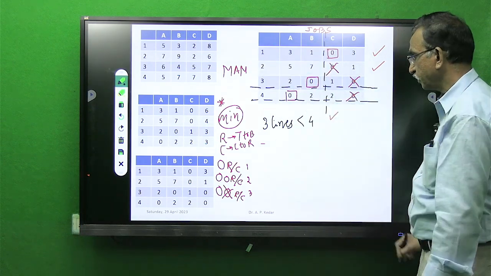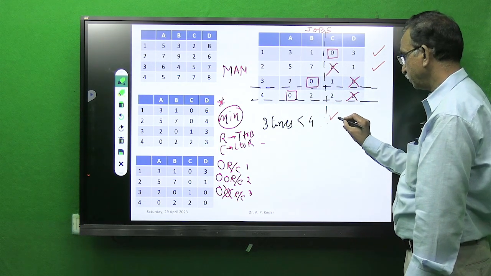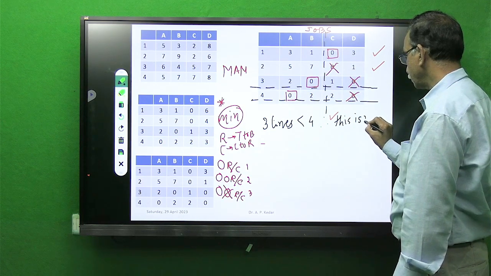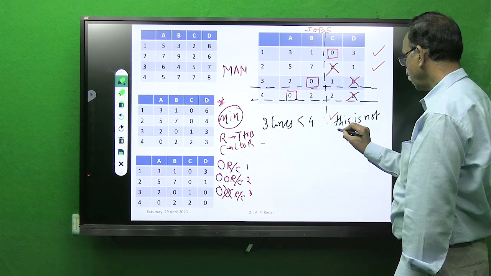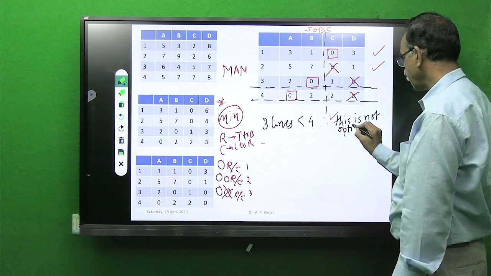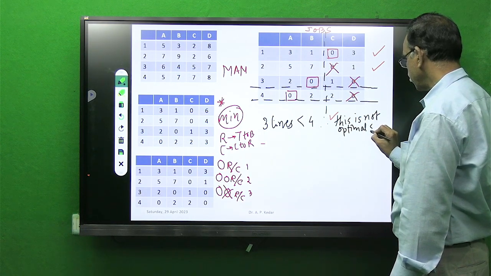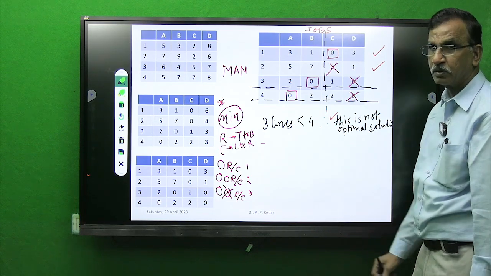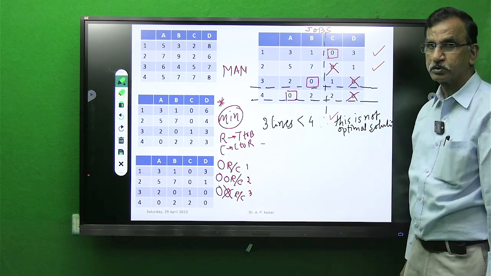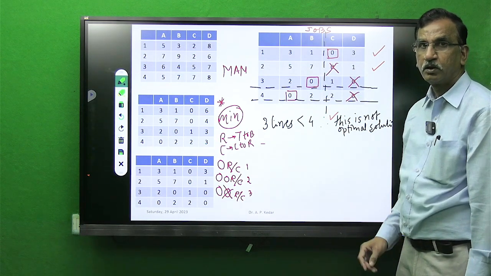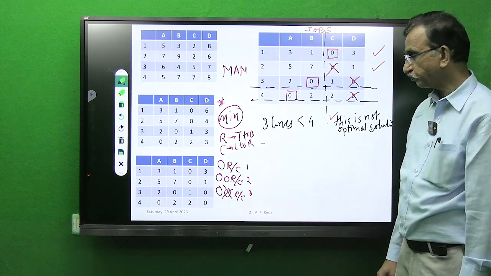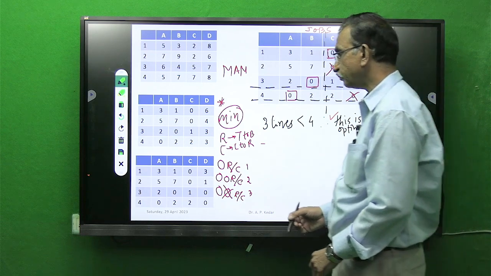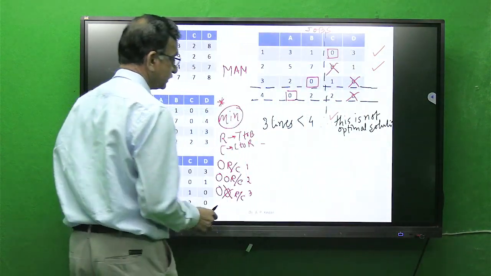And therefore this is not an optimal solution. This solution is not an optimal solution. It means improvement is possible. How to proceed? How to go ahead?